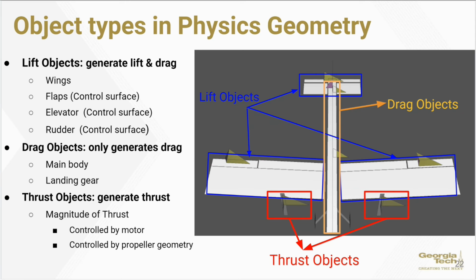It is a simplified SpinVTOL model made up of surfaces. The surfaces of wings, flaps, elevator, and rudders are defined as lift objects, which generate lift and drag. Surfaces of the landing gears and the main body only generate drag force, so they are drag objects. Thrust objects define the location that generates thrust. However, the magnitude of the thrust is controlled by the motor and propeller, defined in the individual parameter setting file. Coefficients of drag and lift and mass for each surface are also defined in this individual setting file.